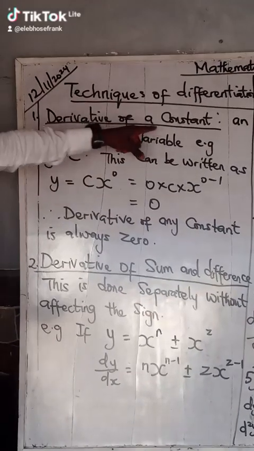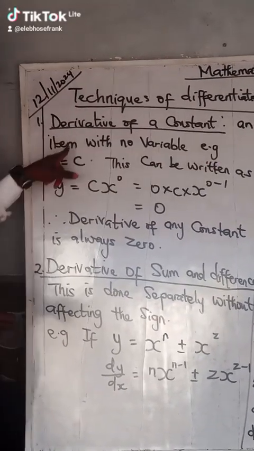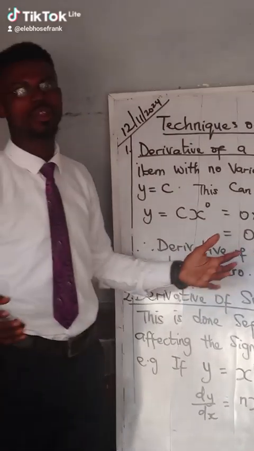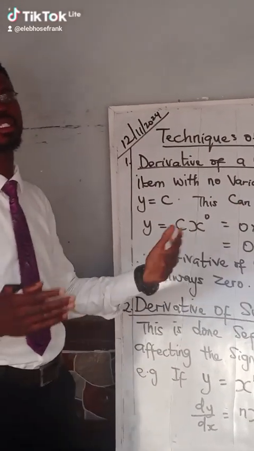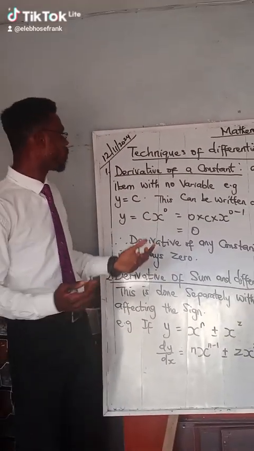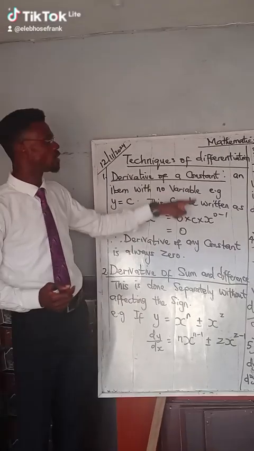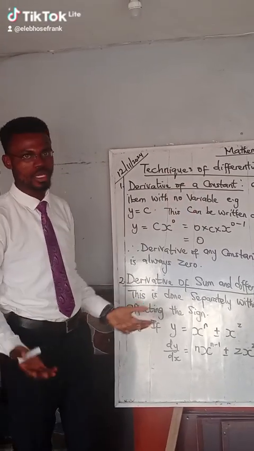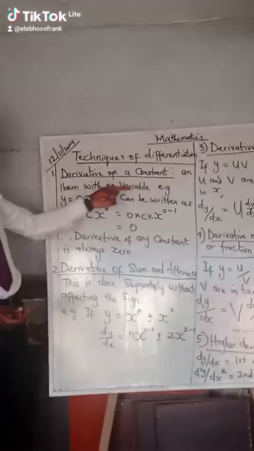Now, by a constant, what do we mean? A constant is simply an item with no variable. Variable simply means your letters, the letters of the alphabet like A, B, C, D, X, and so on. So when you have an item with no variable, it is referred to as a constant. Or at times we refer to it as numbers. Now how do we differentiate constants?